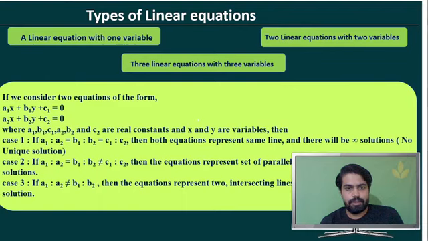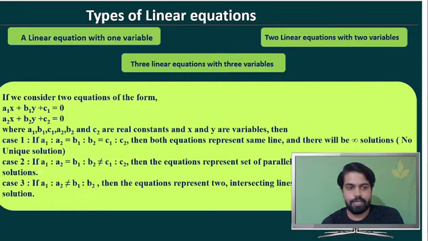How to solve them? If there are two linear equations with two variables x and y in this general format, a1x plus b1y plus c1 equal to 0, a2x plus b2y plus c2 equal to 0. These conditions are very important now. Case 1, if a1 by a2 is equal to b1 by b2, that is also equal to c1 by c2, that is nothing but the same equation. Both equations represent the same line. One line has infinite points, that means every point on the line becomes a solution. That means we have infinite solutions. So there is no unique solution.